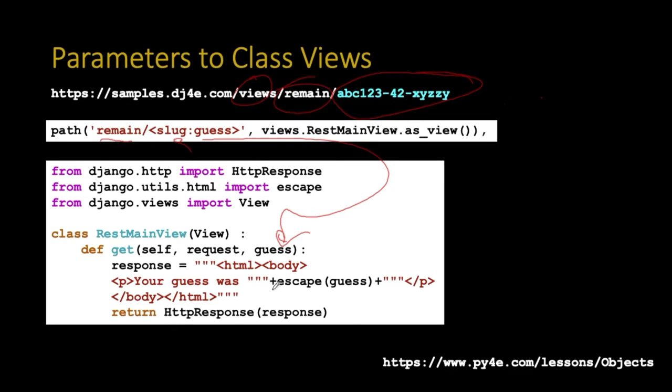We're going to create a response by escaping the user provided guess bit, so that if the user puts something nasty in for cross-site scripting, haha, we stop them from doing that. And so that produces the same kind of output. Your guess was ABC 123 42 XY ZZY.